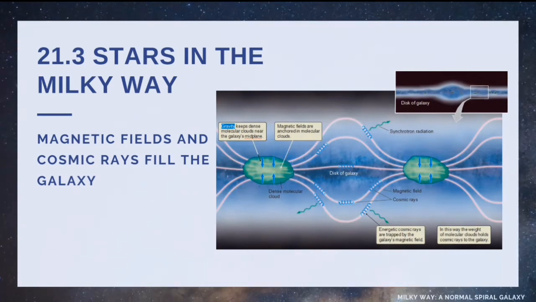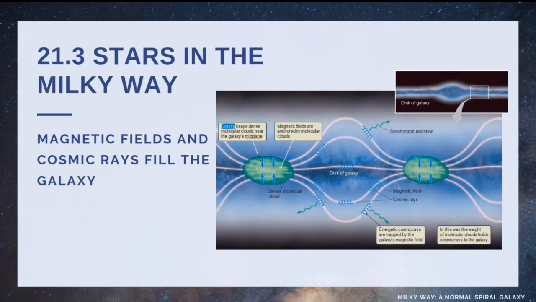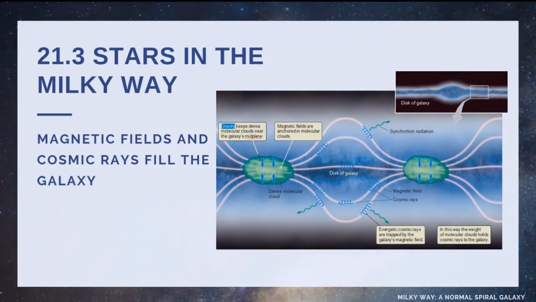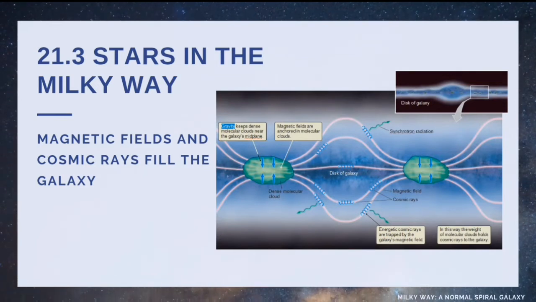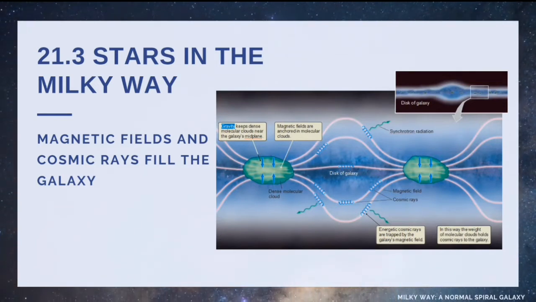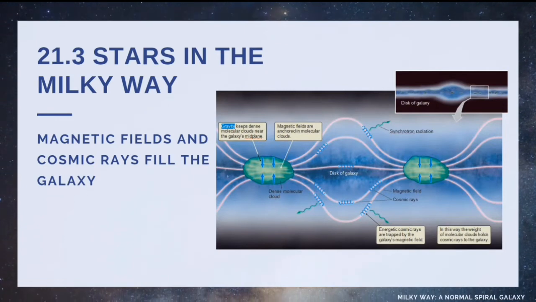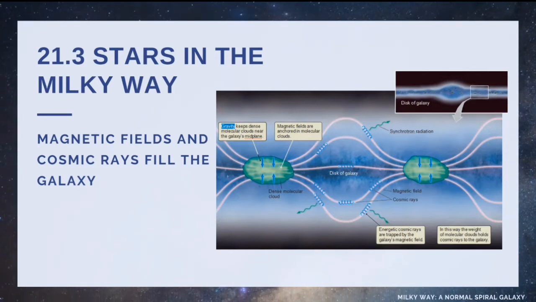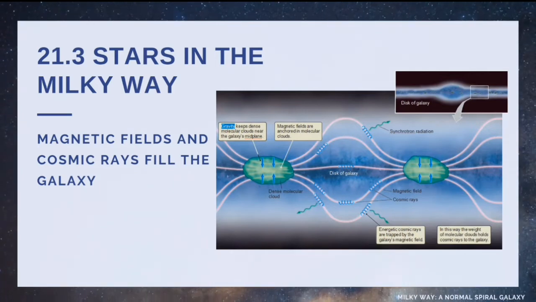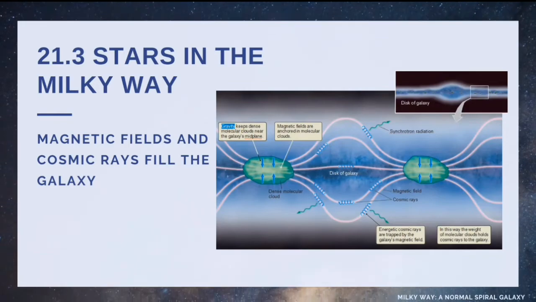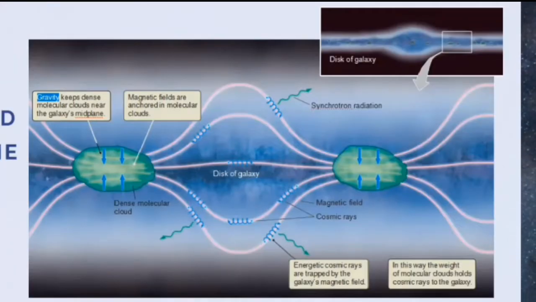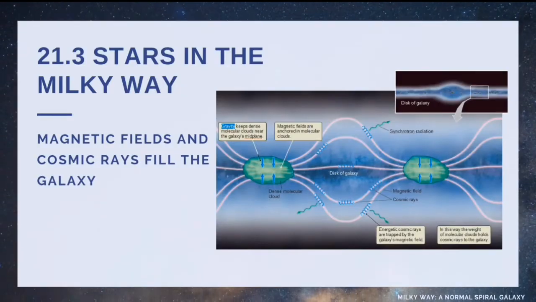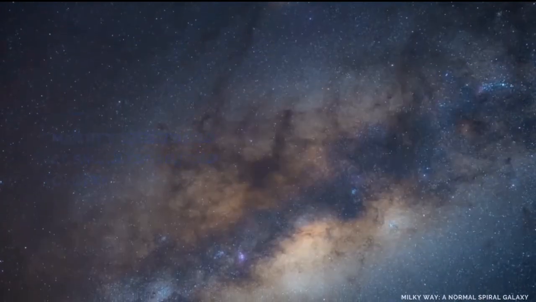I'm going to report on how magnetic fields and cosmic rays fill the galaxy. In general, charged particles spiral around magnetic fields, causing a net motion along the field rather than across it. In addition, magnetic fields cannot freely escape from a cloud of gas containing charged particles. The dense clouds of interstellar gas in the midplane of the Milky Way anchor the galaxy's magnetic field to the disk. In the image, the weight of interstellar clouds anchors the magnetic field of the Milky Way to the disk of the galaxy. The magnetic field, in turn, traps the galaxy's cosmic rays.